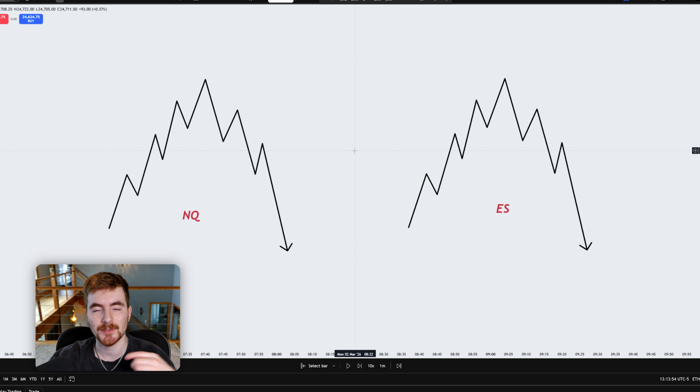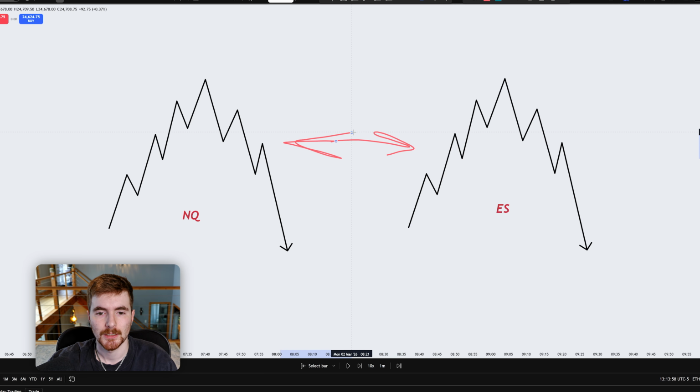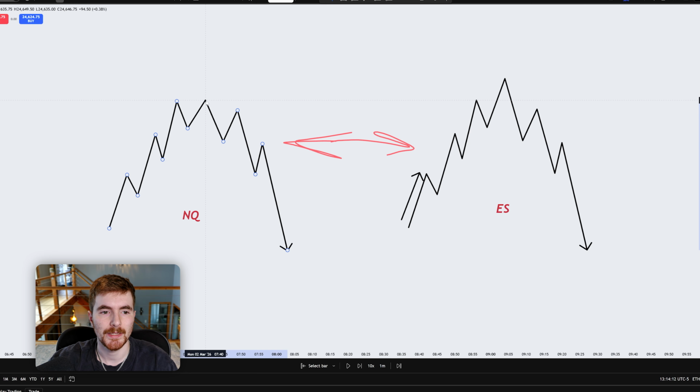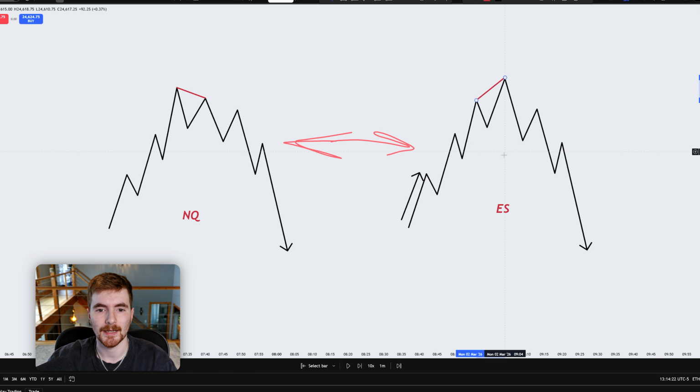I'm choosing these specific indexes because they are what's called correlated markets, which means that whenever NQ moves up, ES also moves up. Whenever NQ moves down, ES also moves down. SMT divergence comes into play when we have a crack in that correlation, meaning that NQ is creating a higher high and a lower high in the same spot that ES is creating a lower high and a higher high.